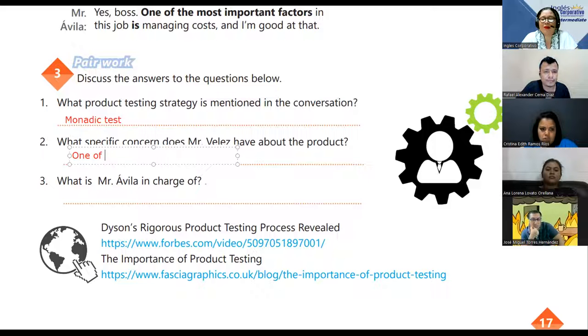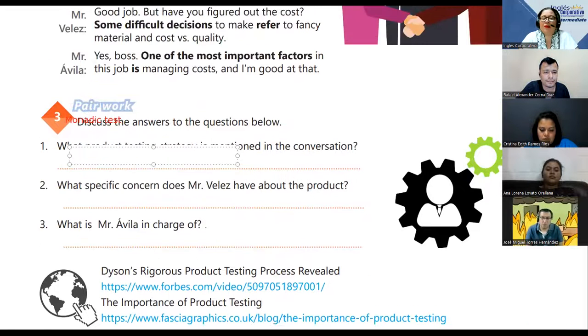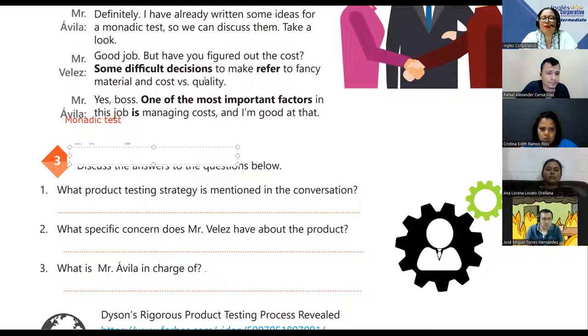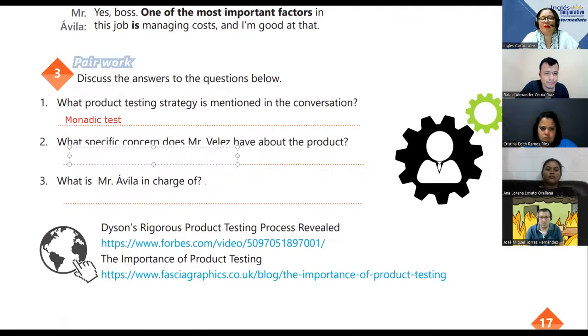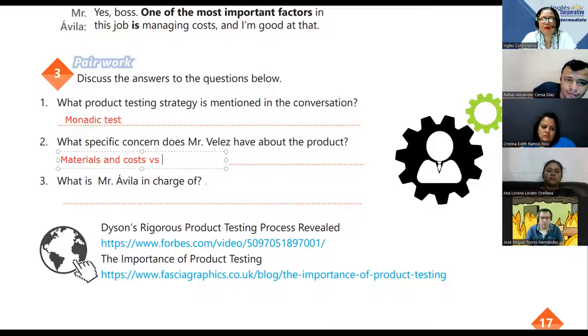How can I say that? Thinking that idea, take a lot of factors. What a specific concern? Yeah, material cost. Material and quality. Material and quality. About the product.